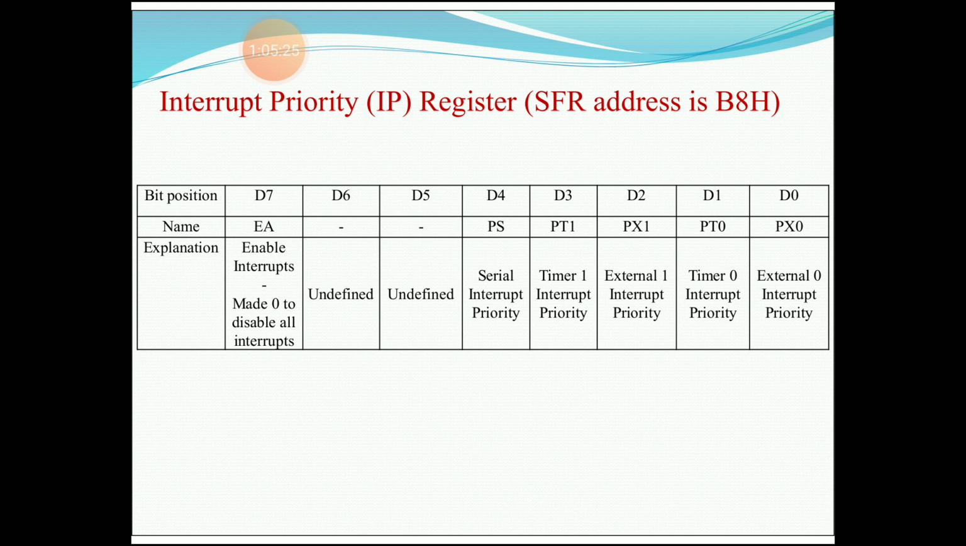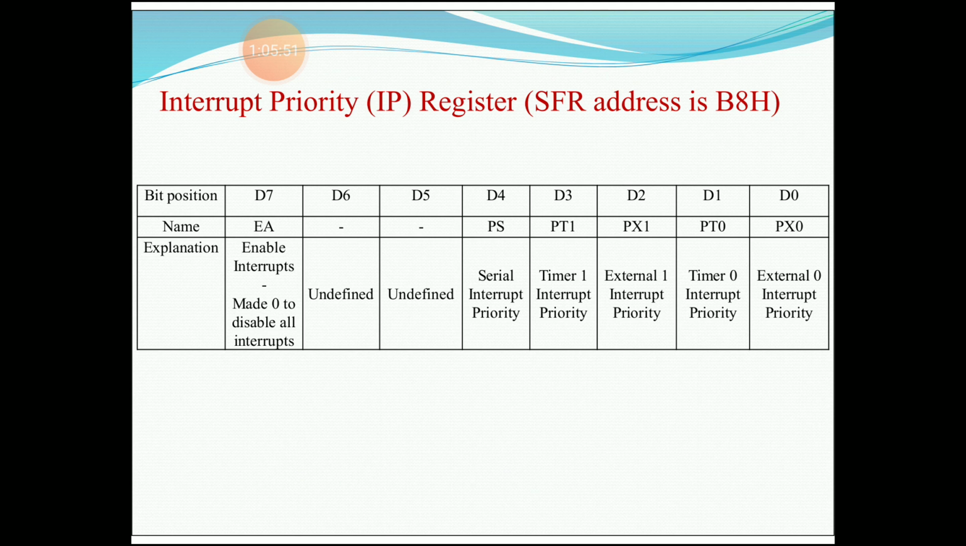Now let us see the Interrupt Priority register format. It is an SFR register, the address is B8H. It is a bit addressable register. You can set or reset the corresponding bit by using the bit address of the register. Here the D7 bit indicates the enable interrupts bit. If this bit is equal to 1, it enables the priority of that interrupt. If it is 0, it disables the priority of the interrupts.